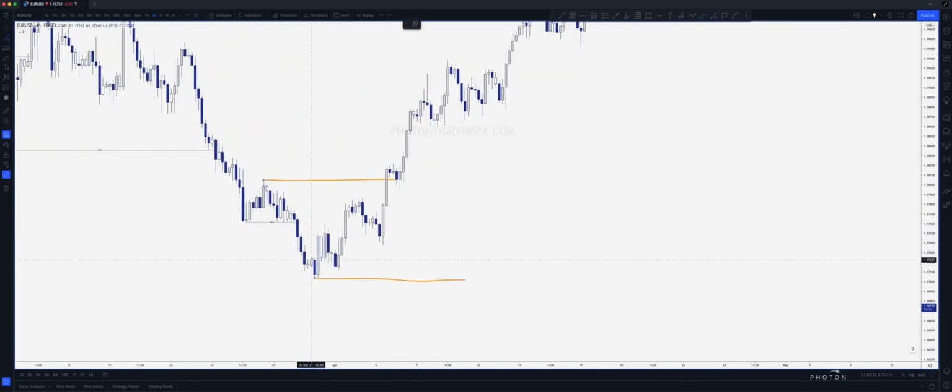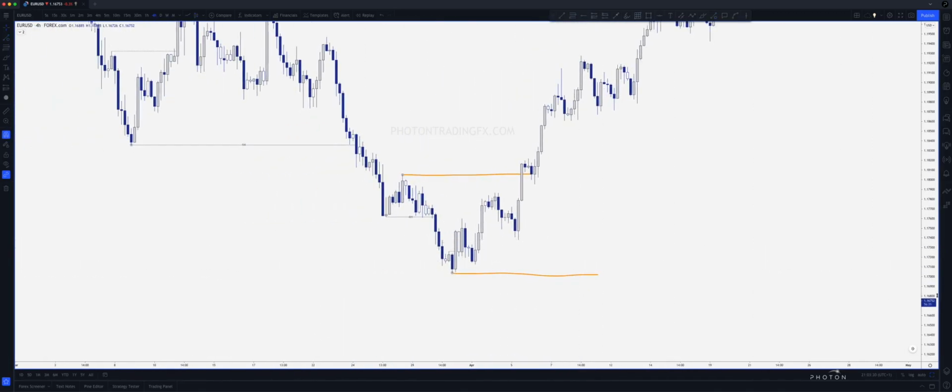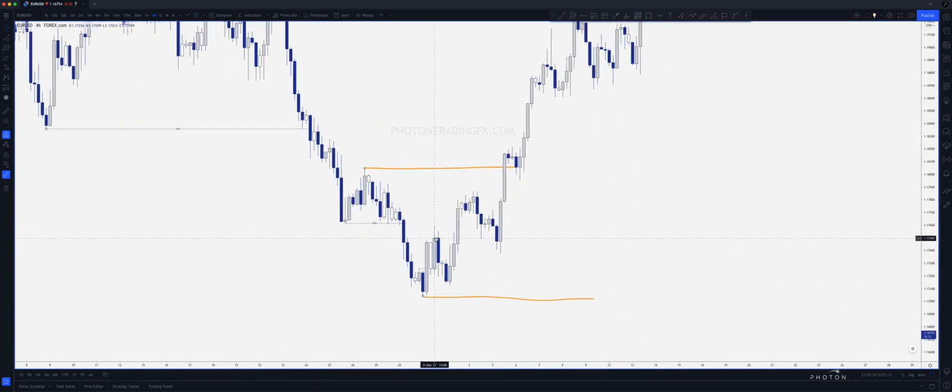It's quite subtle, but it is there, and this is really where you have to be paying attention to the details and keeping your eye out for it. So let's zoom right in so we can see this. So then we get that change of character to the upside. We then pull back to form that internal higher high, and then that higher low. And then what do we get? We get another minor break of structure, right?